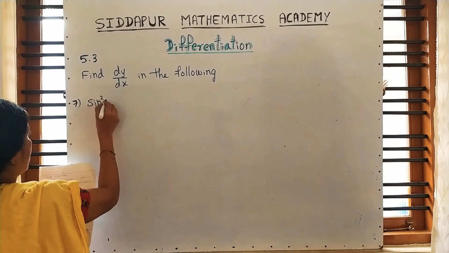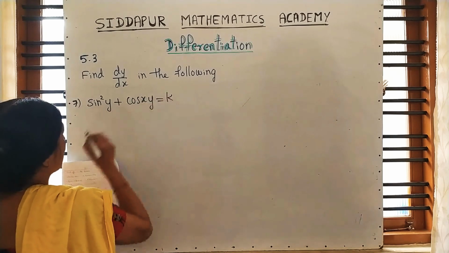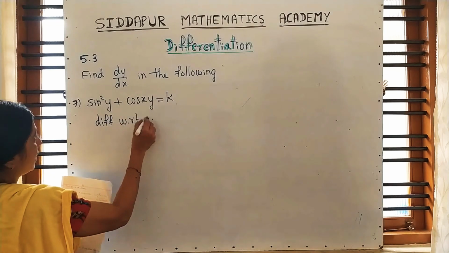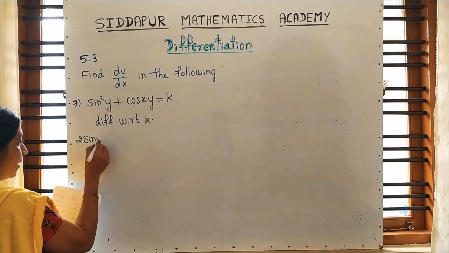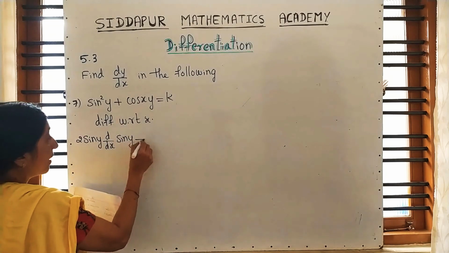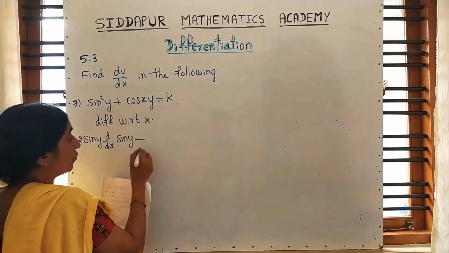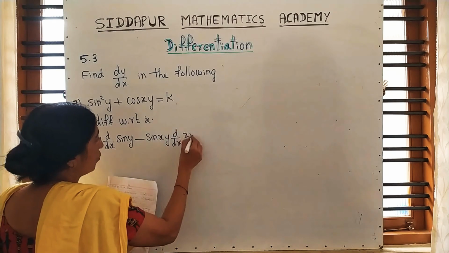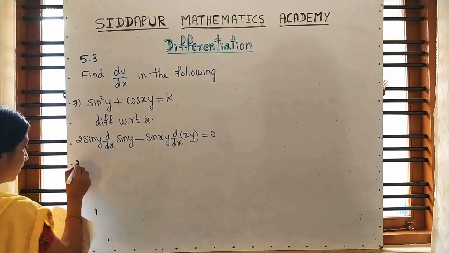Sin square y plus cos xy is equal to k. Differentiating with respect to x. What is the differentiation of sin square y? First power 2 sin y into differentiation of sin y. Here I am writing minus sin xy because if you are familiar with basics, what is the differentiation of cos xy? Minus sin xy, correct or what? Into differentiation of xy because the angle is other than x, and differentiation of k is 0.